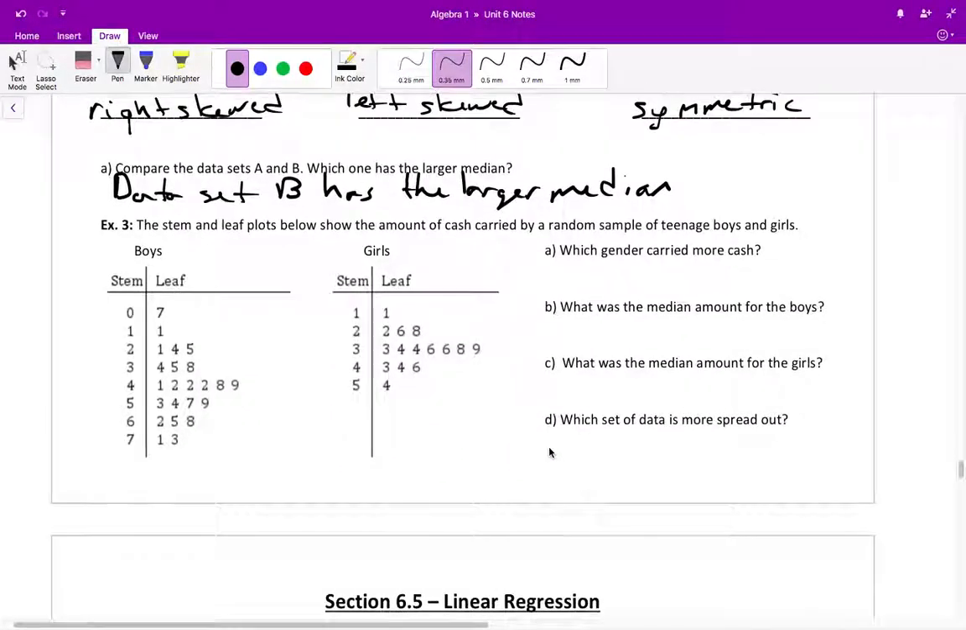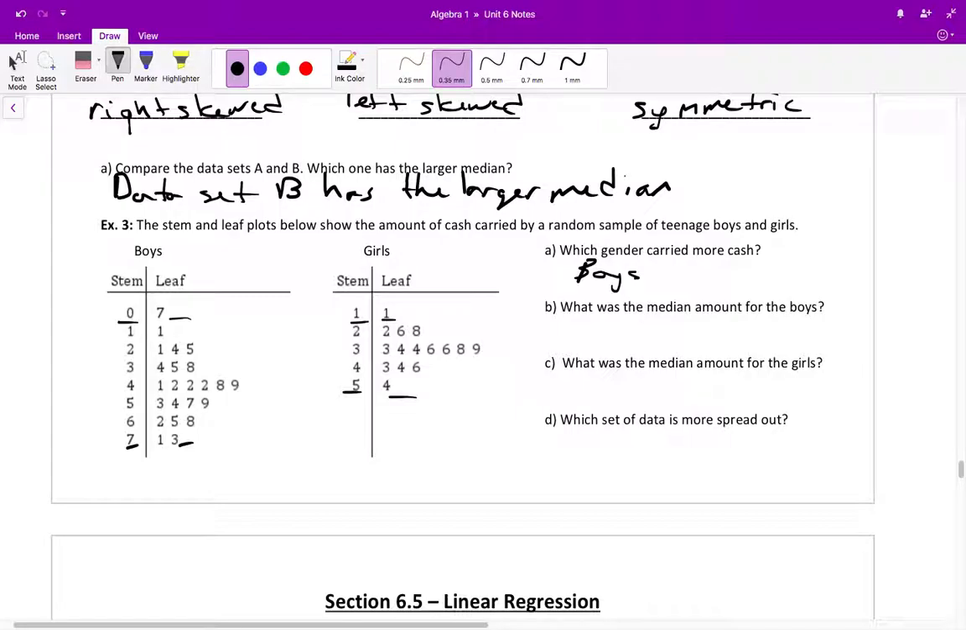Okay, last part here says stem and leaf plots below show the amount of cash carried by a random sample of teenage boys and girls. So first part, it says on average which gender carried more cash. So for boys, it looks like they go everything from $7 up to $73, whereas girls had everything from 11 to 54. So really, it looks like boys carry more cash. If they could carry up to 70 something and girls were only carrying about 50 something, it looks like boys definitely carried more cash here.